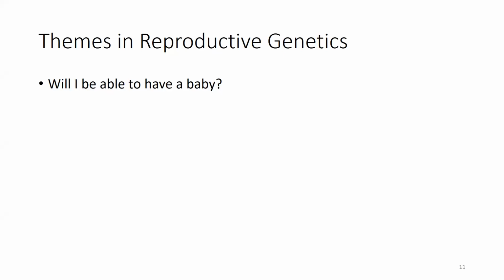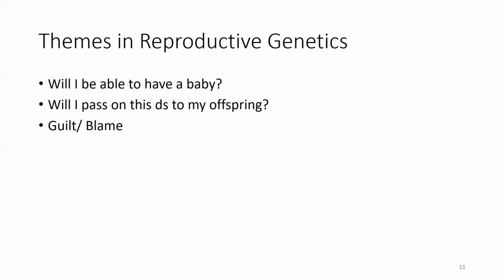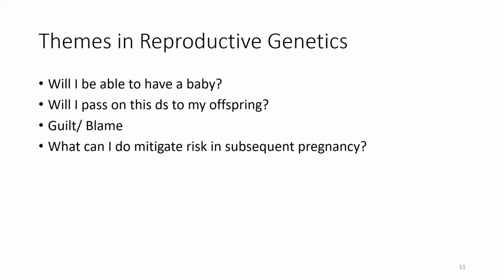So one of the things people want to know, if they have a genetic disorder, will they be able to have a baby? If that baby is born, will they pass on the disorder to their offspring? There's a lot of guilt and blame, which is misplaced because nobody has a say which genes they inherited or which genes they pass on, but it's a recurrent theme. And they also want to know, so what can I do to either completely avert or reduce a risk in the subsequent pregnancies? Then people want to know if the disease is curable or treatable. And by and large, the answer to that is no, right?